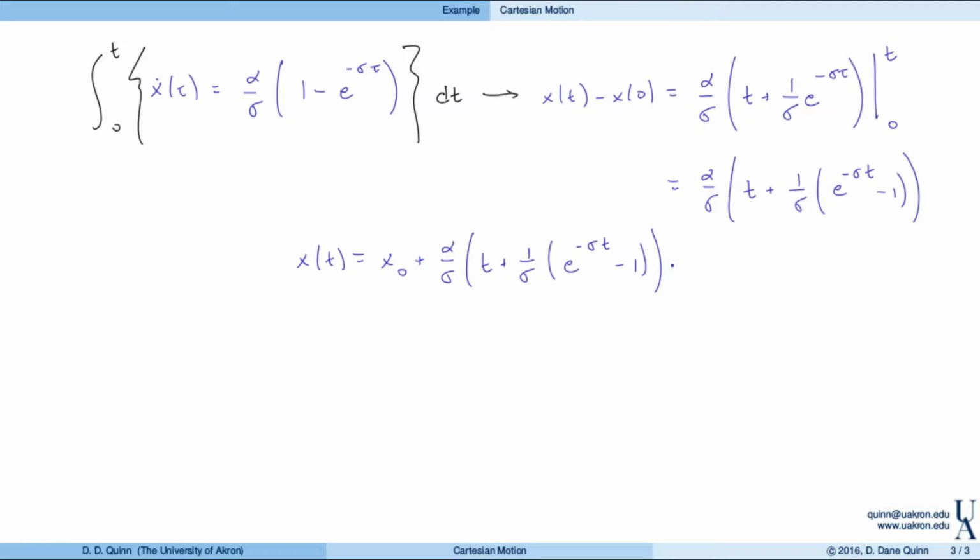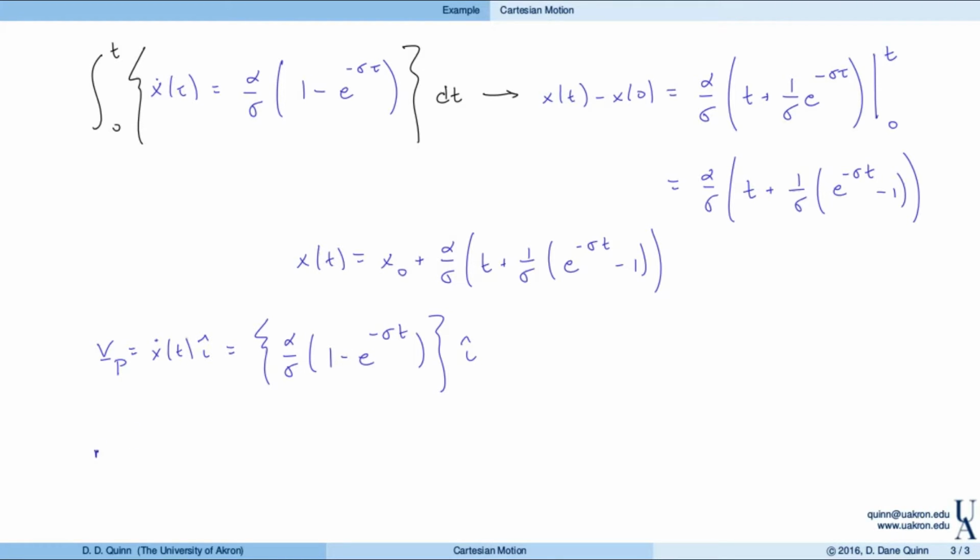So finally, at the end of all this, we find that the velocity of p, again, is x dot in the I direction. So that's going to be from here, alpha over sigma times 1 minus e to the minus sigma t in the I direction. Remember up here, tau was just a dummy variable for the integration. So now the independent variable is time, right? So that's why these taus look like t's down here.